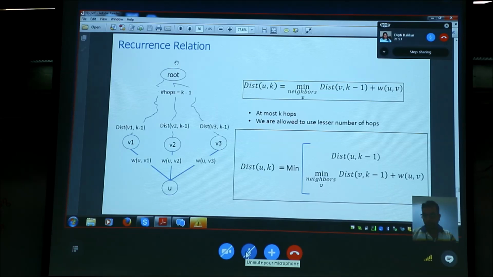Yeah, so that's the recurrence relation. This is a redundant term. There's nothing wrong in having it there, but it's kind of redundant. Okay, so that is the thing.